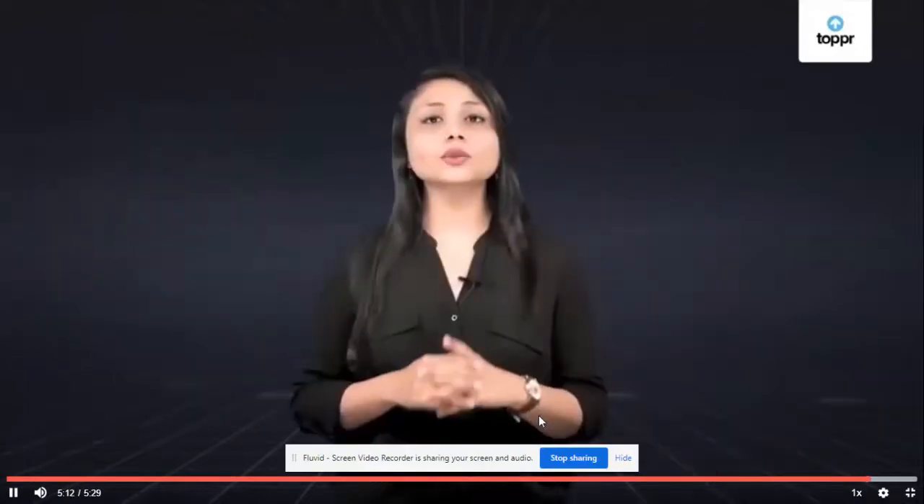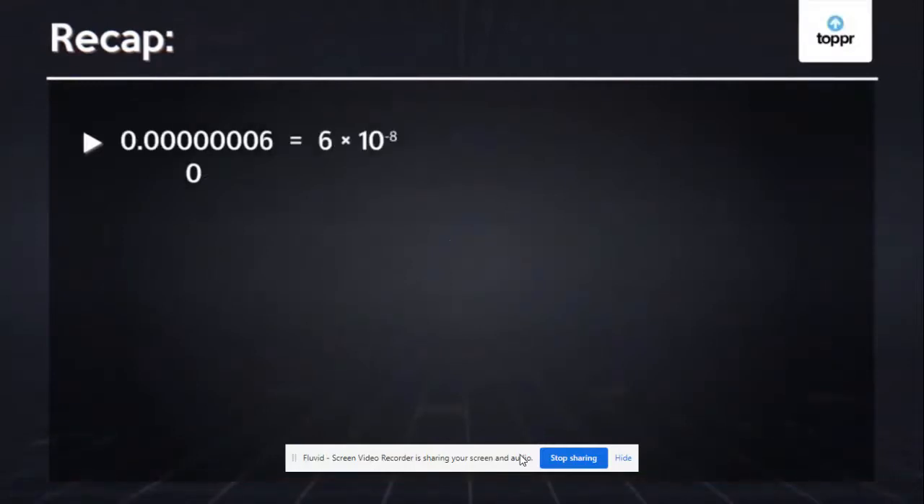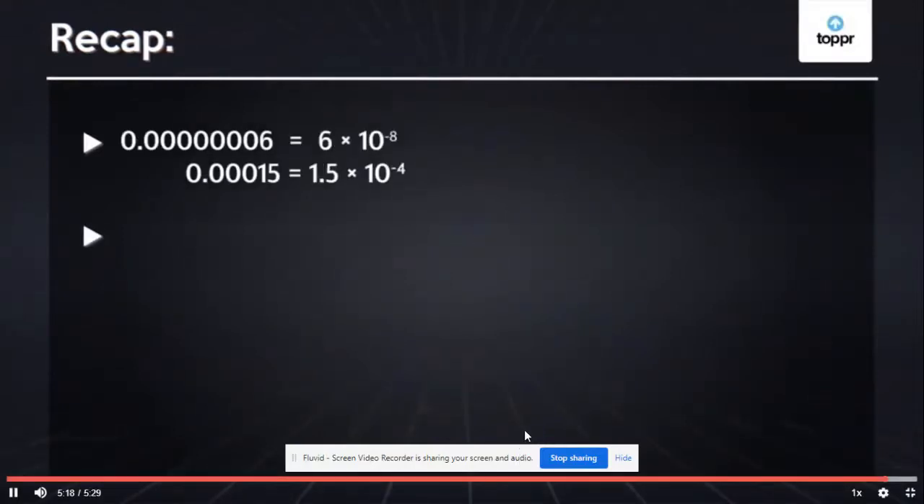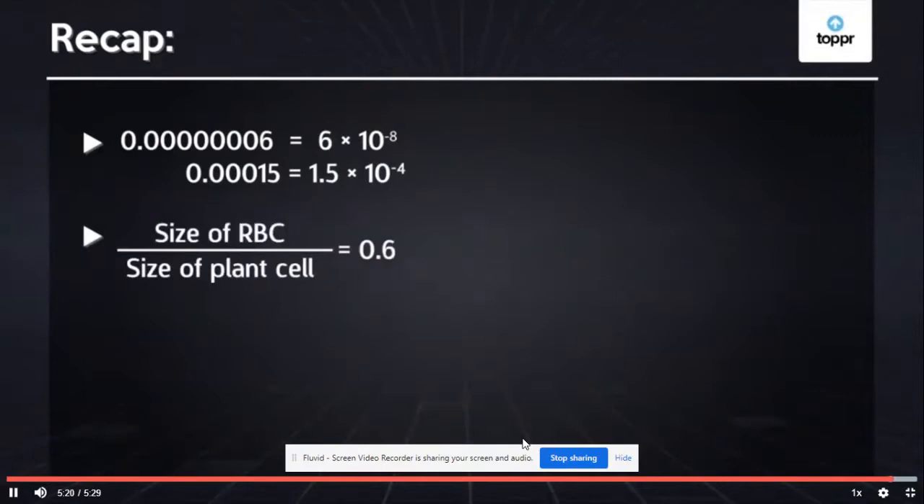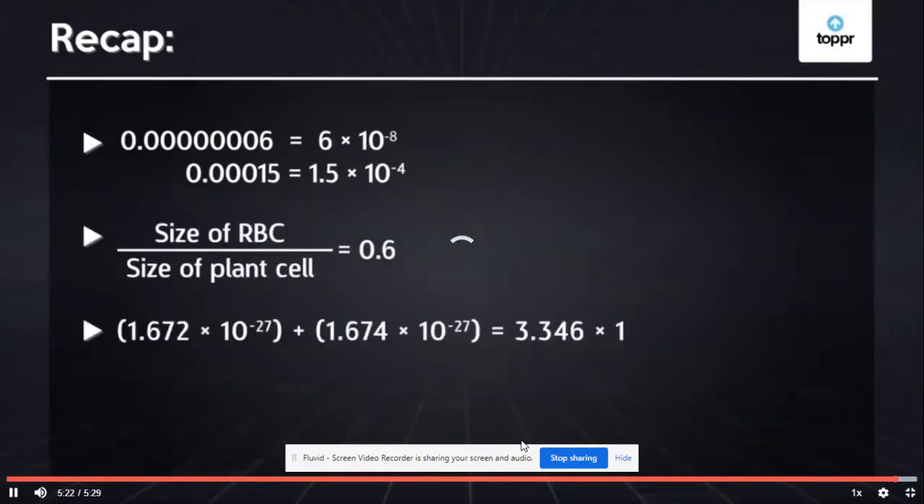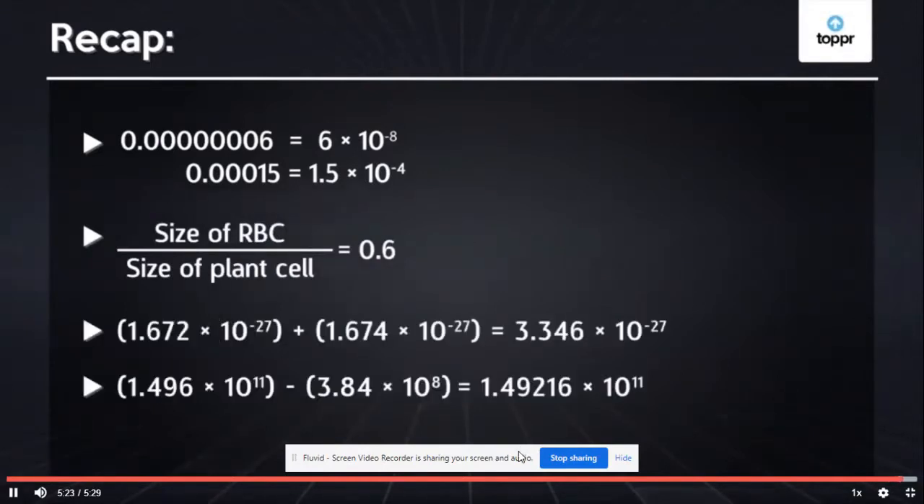Let's quickly recap what we learned so far. We learned the method of expressing small numbers in the standard form. We also learned how to compare, add, and subtract two numbers in the standard form.